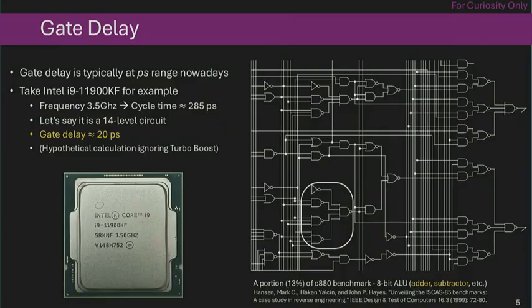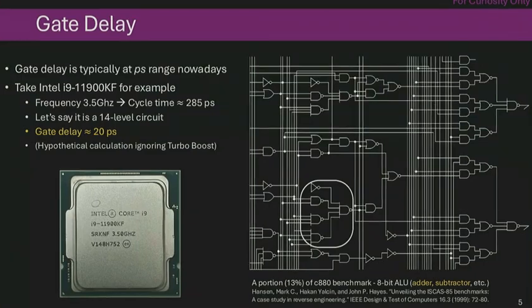So you can send in a new input every 285 picoseconds and get the result at the end, and then send in a new set of inputs. This is a hypothetical calculation ignoring all the turbo boost features. The processor can also run at a faster frequency using turbo boost, at about 4.5, 4.6 gigahertz by increasing the supply voltage. But let's forget about it.